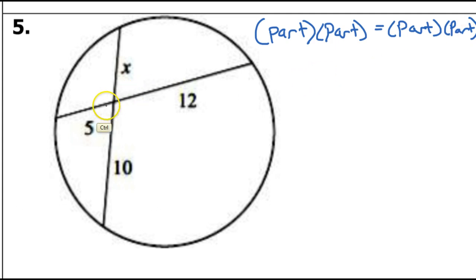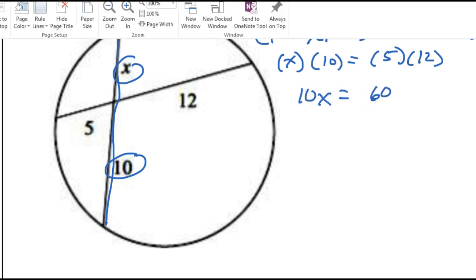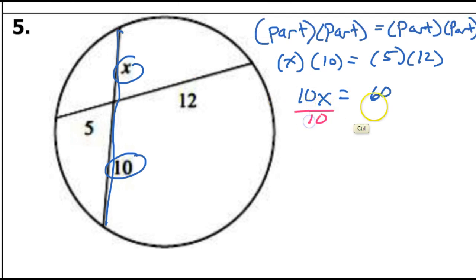Okay, so for example, I can do x times 10, all right, because that's one chord, so the parts are x and 10. Or looking at the other chord, that's going to be 5 times 12. So this makes 10x is equal to 60, and if I divide both sides by 10, I'm going to get x is equal to 6.